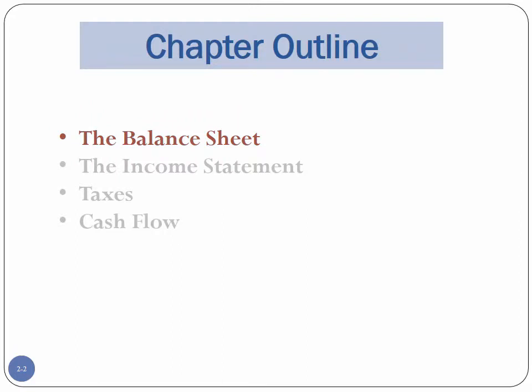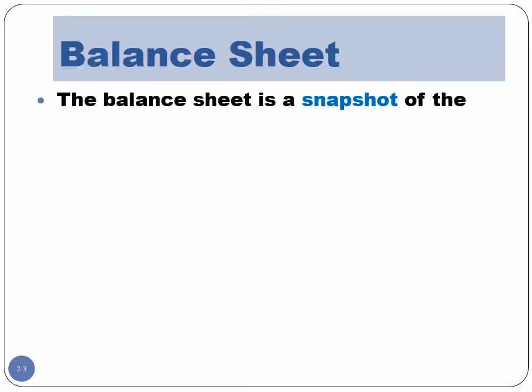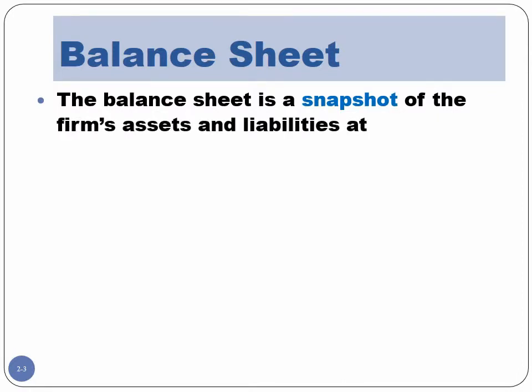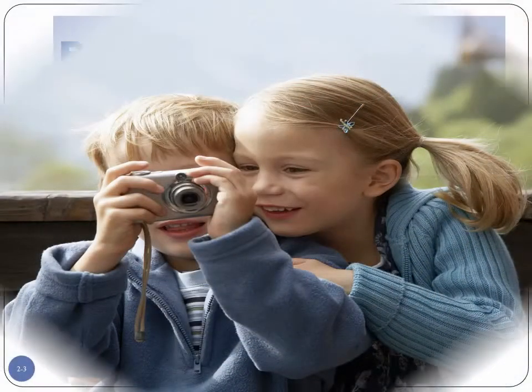First, we're going to look at the balance sheet. A balance sheet is a very important document. It's a snapshot of the firm's assets and liabilities at a given point in time. So remember, this is about a given point in time, at time X. So think of it as a picture.